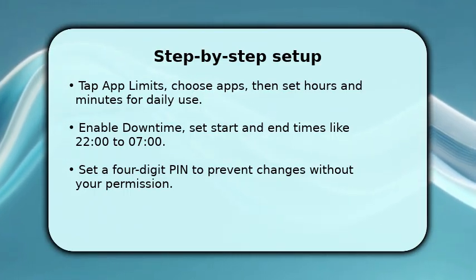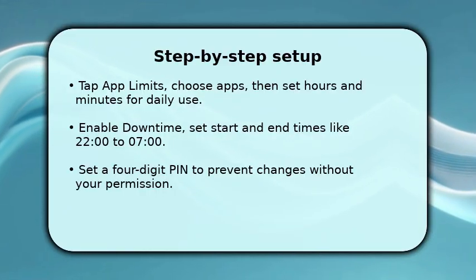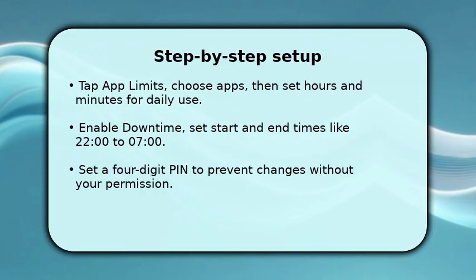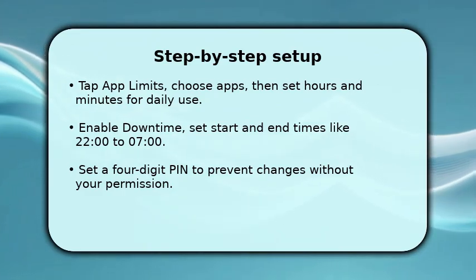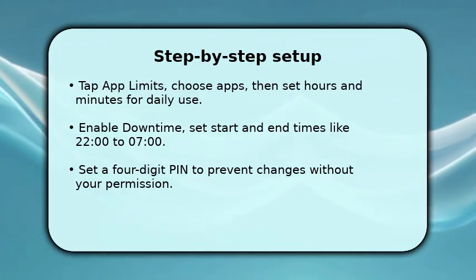Enable Downtime and set start and end times, for example 22:00 to 07:00. During downtime, chosen apps will be blocked or limited automatically. Finally, set a 4-digit PIN to prevent changes without your permission.